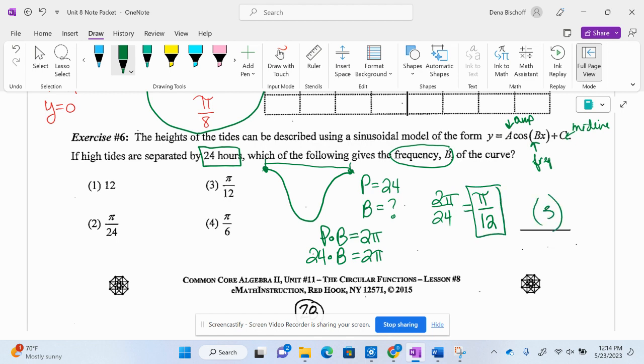So what choice is that? 3. What kind of a function is that? Cosine, right? Starts up high, goes down low, starts up high. Okay, that's it. That's what I've got for you.